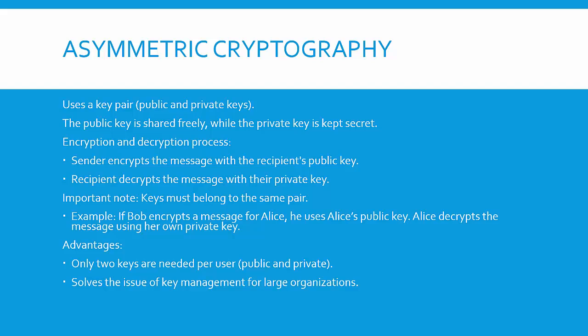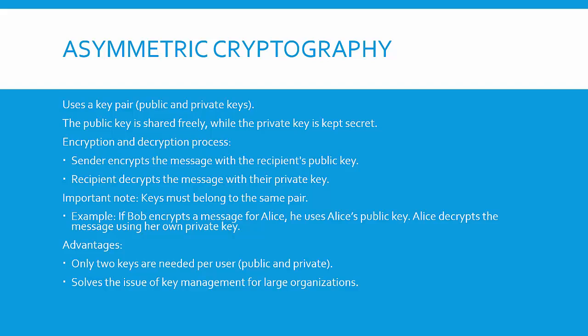Instead of using the same key for encryption and decryption, it relies on a pair of keys, one public and one private. The public key can be shared with anyone, while the private key remains secret. If Bob wants to send a message to Alice, he encrypts it using Alice's public key. Alice then decrypts it using her private key. It's important to note that the two keys must belong to the same pair.